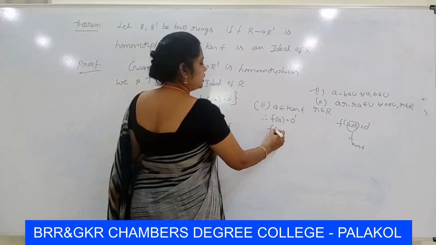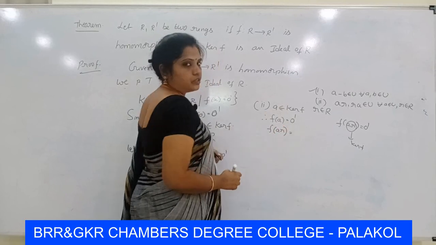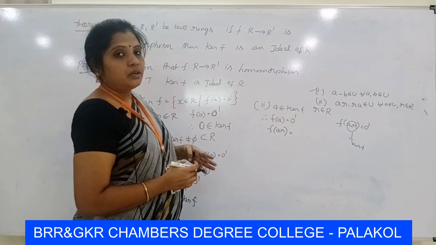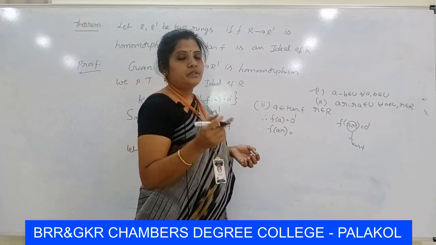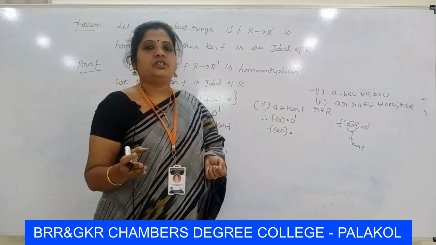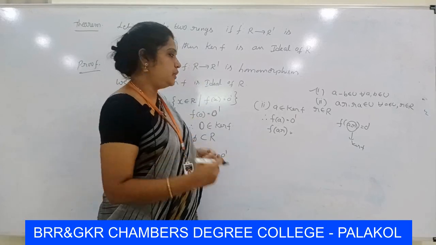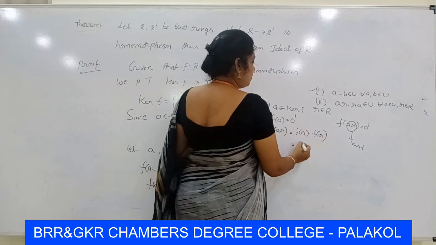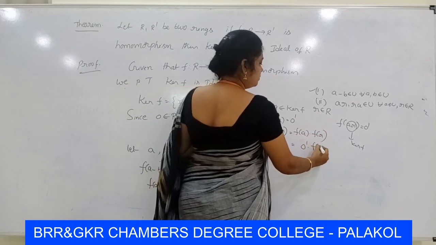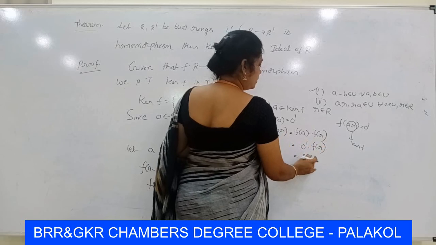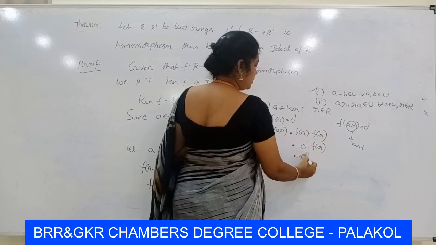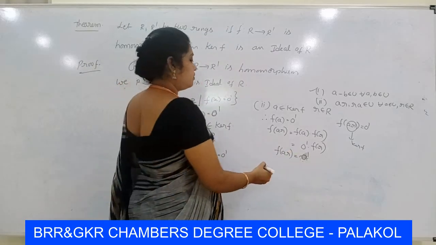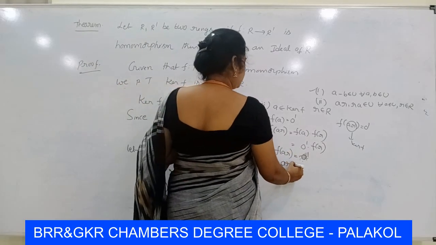So we take f of AR. f of AR is equal to, f is a homomorphism. Here A and R are elements of R. So homomorphism second condition is that f of A dot B is equal to f of A into f of B. Therefore f of A into f of R. f of A is 0 dash into f of R. That is equal to 0 dash into f of R is 0 dash. So we have f of AR is equal to 0 dash. Therefore AR belongs to kernel F.